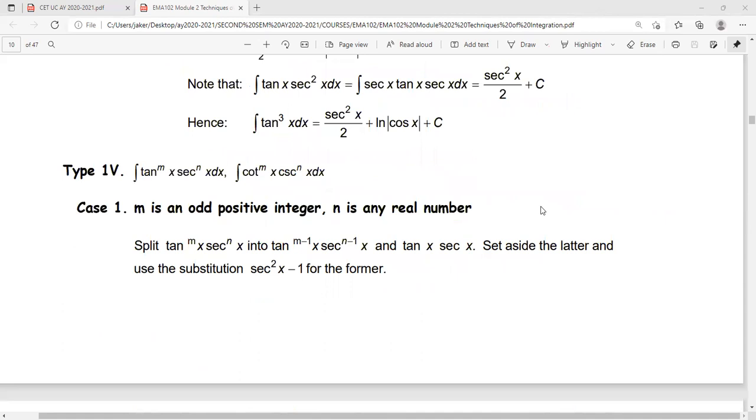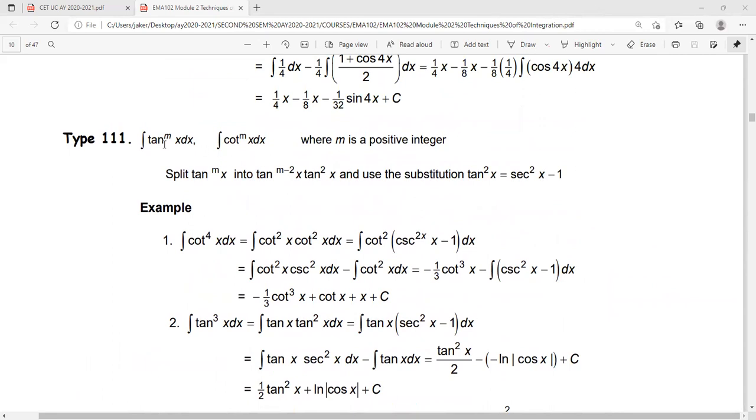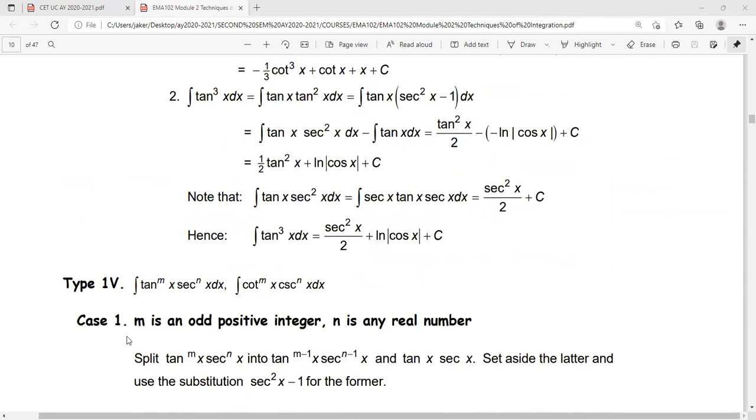Okay, we go to type 4. This one is a standalone tangent and cotangent, just like type 1, which is a standalone sine or cosine function. Type 4 now constitutes the combination not of the tangent and the cotangent, but rather the tangent and the secant, or the cotangent and the cosecant. Okay? The secant, remember, the secant is the derivative of the tangent. So secant squared is the derivative of tangent. And cosecant squared x, negative of that, is the derivative of the cotangent. So that's under type 4.